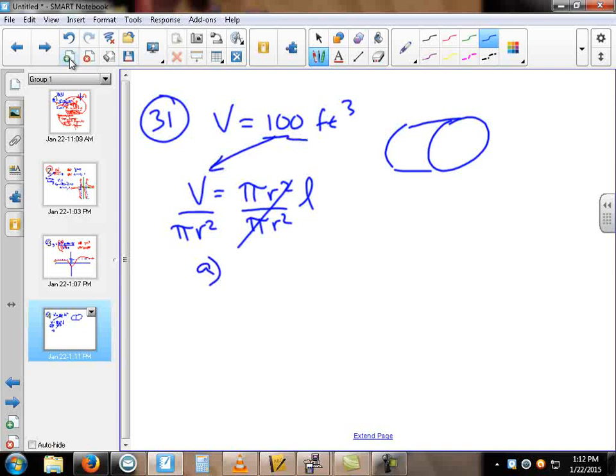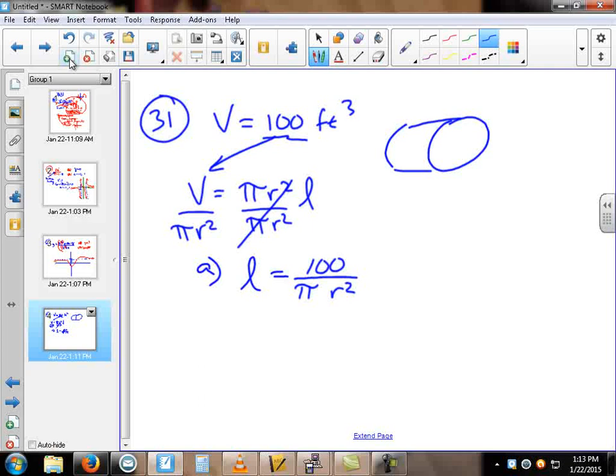So for part A, my equation is that the length of the bale needs to be 100 divided by pi r squared. And you notice the r is in the denominator, which means the bigger the radius, the smaller the length has to be if I want to stay at 100 cubic feet. Okay? And so there's my equation for that first part. The next piece, for part B, is to write a function that gives the surface area. Okay, now surface area is a little bit tougher to come by.